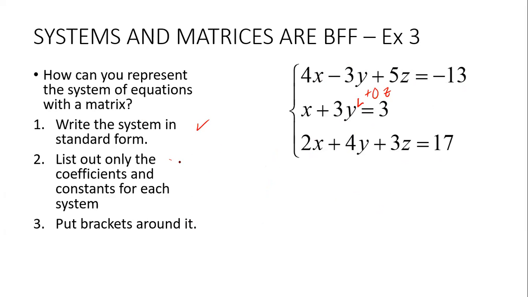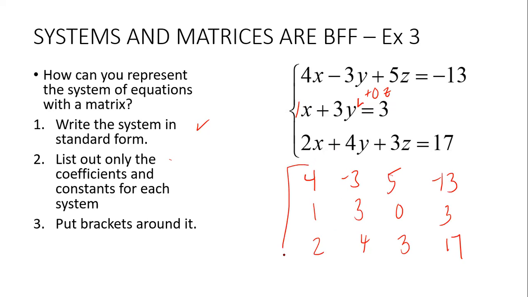Standard form check. List out only the coefficients and constants. So we have 4, -3, 5, -13. We have 1, 3, 0, 3. We have 2, 4, 3. And there you go. Coefficients and constants listed, brackets put around. And that's how you go from a system to a matrix.